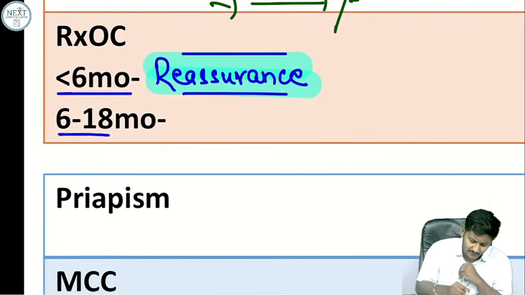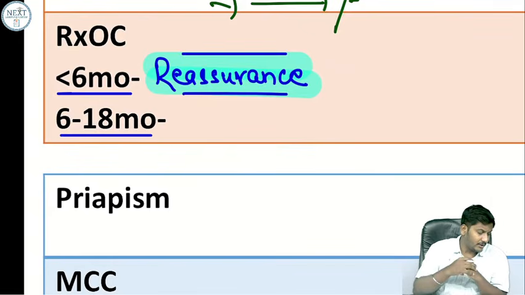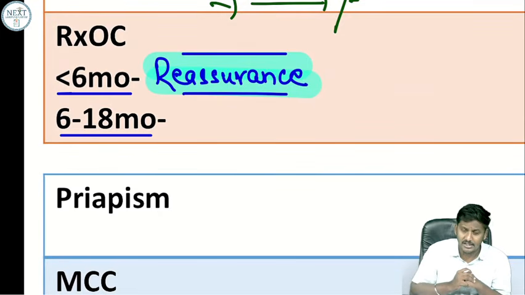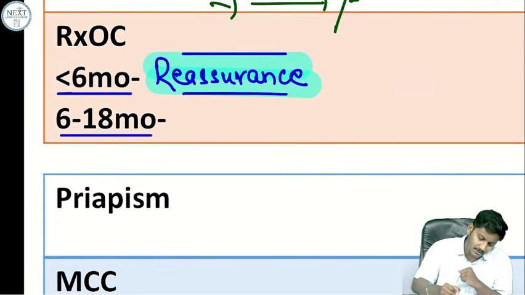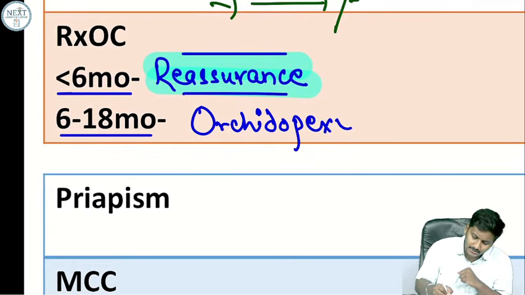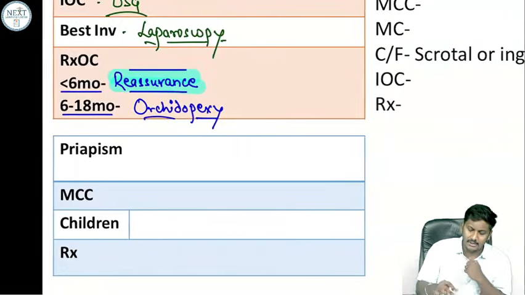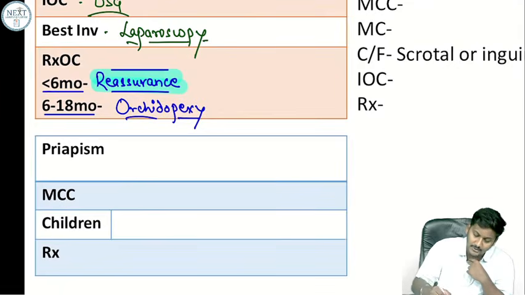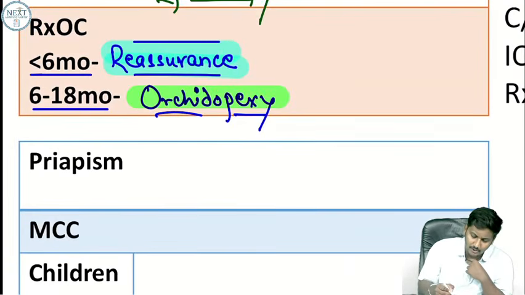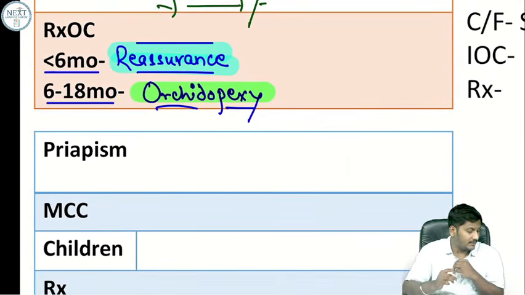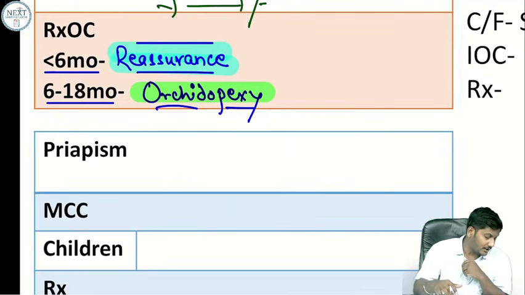If the child is between 6 to 18 months of age, remember, whenever the child is between 6 to 18 months of age, definitely then you can go for surgery. Previously it was 6 to 12 months. Now the best time for surgery is 6 to 18 months, and in this condition I can go for an orchidopexy. That is, you have to search where the testis is lying, and once you have found out, then you have to bring that testis down and fix it, and that fixation is known as an orchidopexy. The best time for orchidopexy is definitely 6 to 18 months.